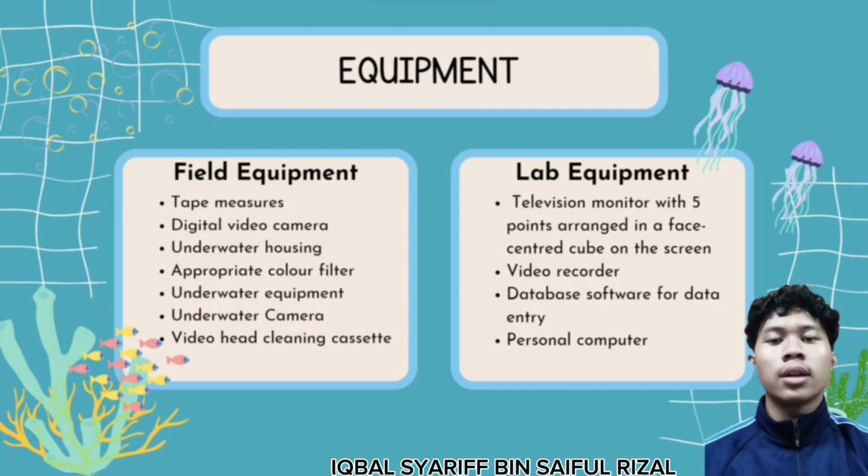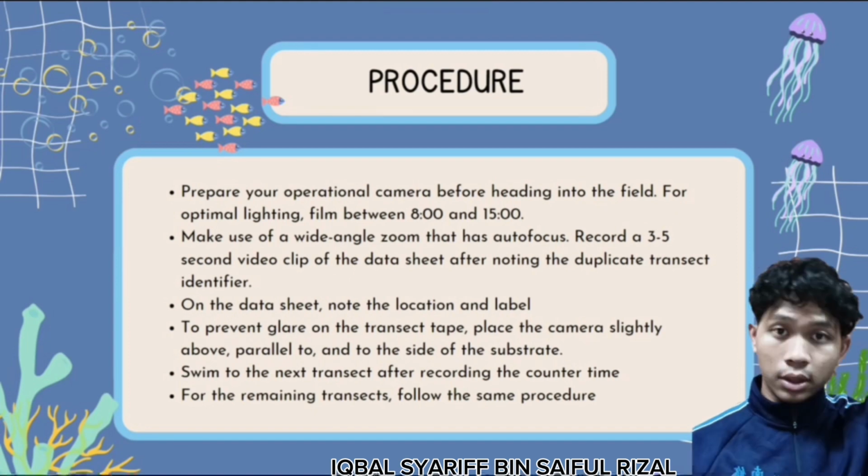The lab equipment, when used in the lab, will require a television monitor with 5 points arranged in a face-centered cube on the screen, a video recorder, database software for data entry, and also a personal computer. These are the procedures when applying and using the video transect method.